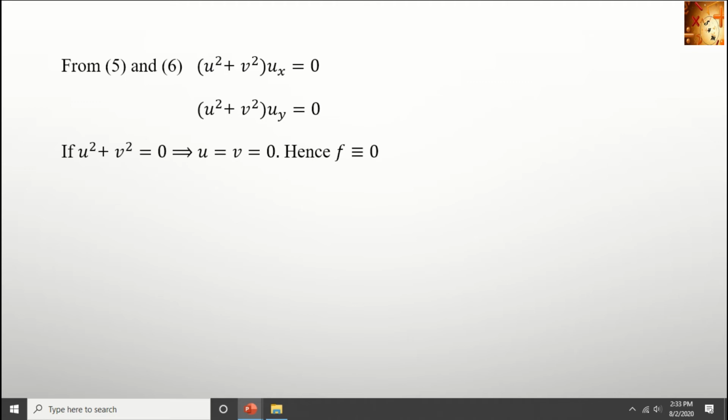Okay, now consider the other case. If u square plus v square not equal to 0, then ux equal to uy equal to 0. Partial derivative with respect to x and partial derivative with respect to y equal to 0 means the function is a constant function. So u is a constant function.